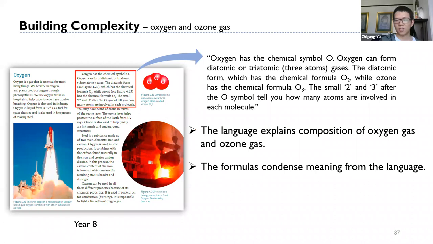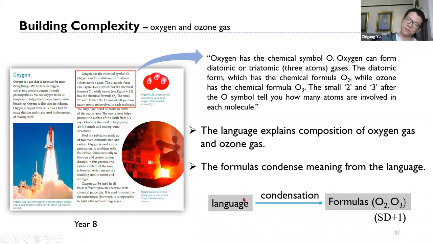So the composition, how many atoms are in it. What does this formula mean? The formulas condense meaning from the language here. We can represent this from language through a condensation to O2 and O3. So using the translation device, we can label it SD1+.